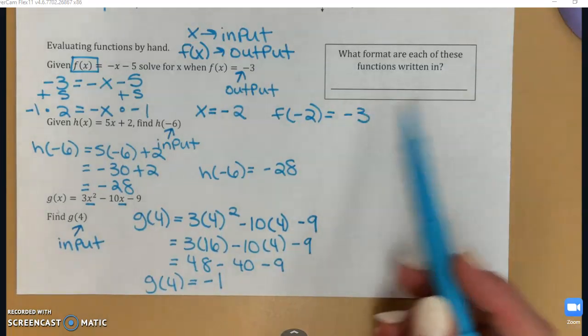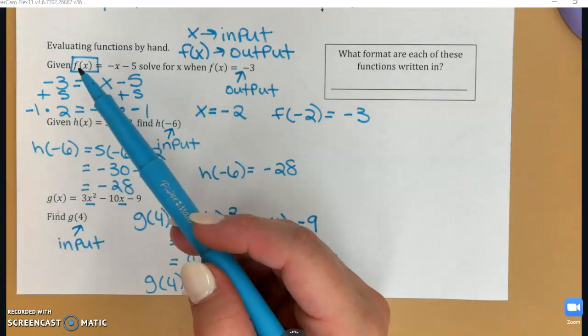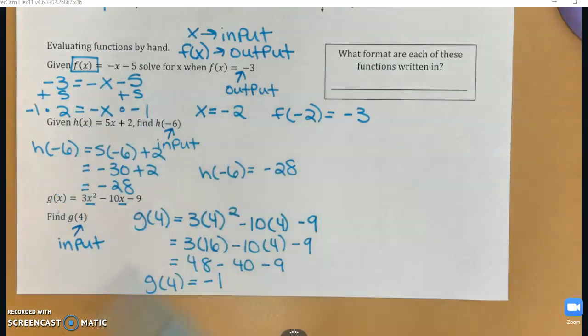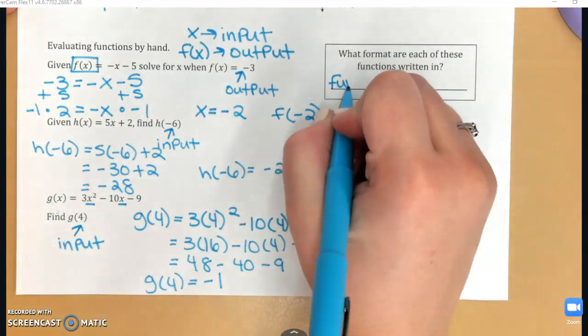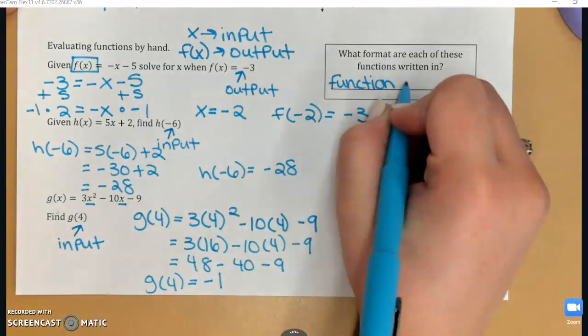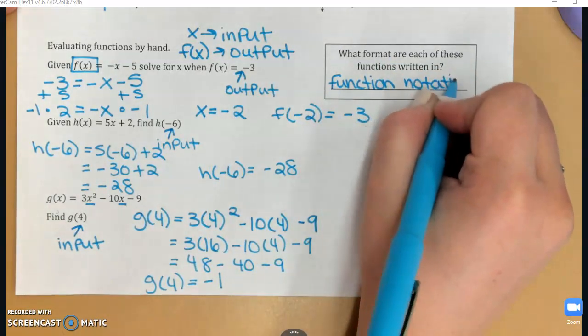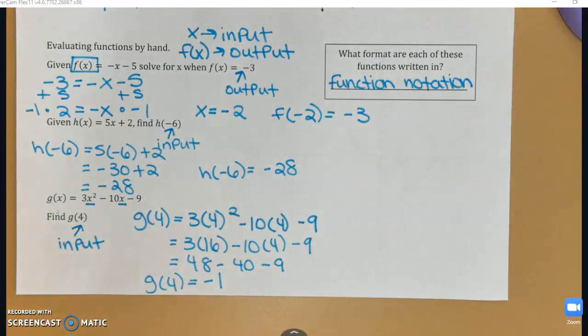Now, what format are each of these functions written in? When we're having f of x, h of x, g of x, you could have k of x, anything like that that's not saying y equals, this is called function notation. So if you see the word function notation, you should have something of x. So x is in parentheses instead of having y equals. That is called function notation.